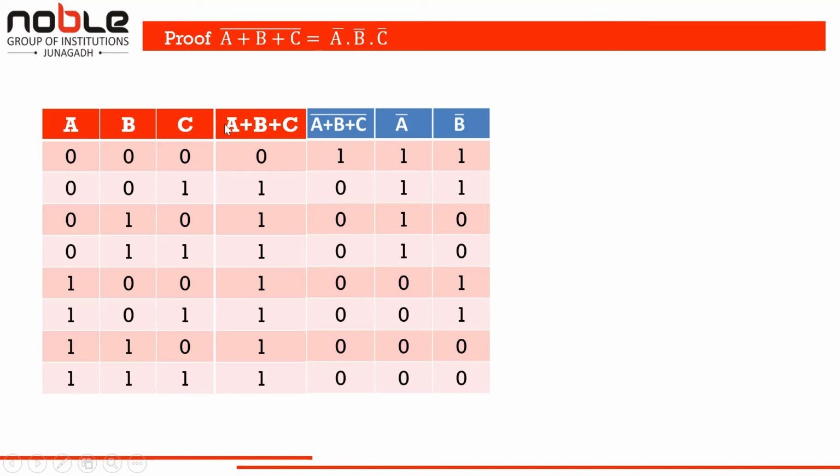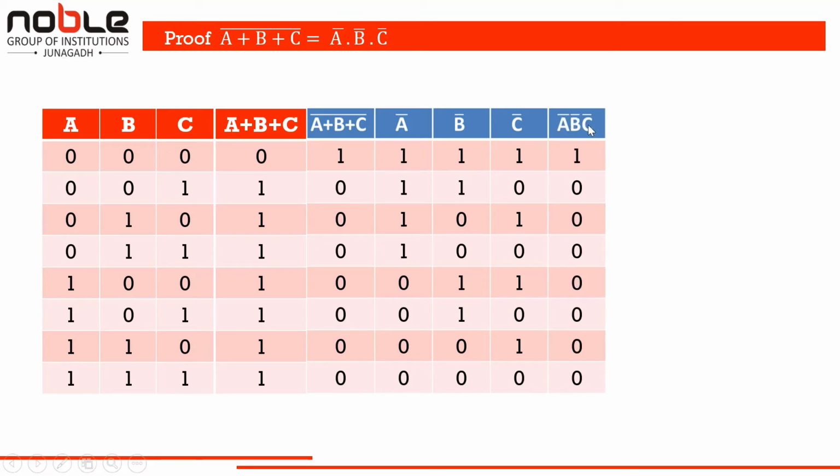And finally, we have to identify the value of C bar, and we have the value of C. From this C we can easily get the value of C bar, and it is 10101010. Now we have to get the value of A bar dot B bar dot C bar. So put the equation A bar dot B bar dot C bar. From these three individual A bar, B bar and C bar, we can easily get the value of A bar dot B bar dot C bar.